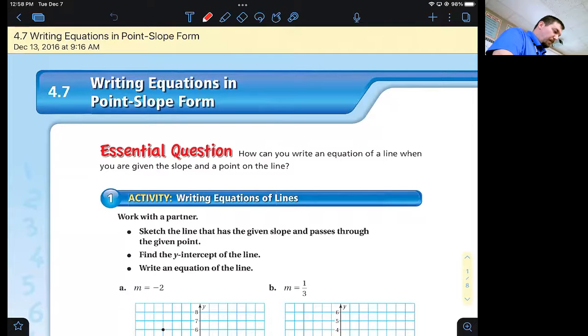All right. So today we're talking about section 4.7, writing equations in point slope form. You've learned two different ways to write equations. We've learned slope intercept form. Anyone want to tell me what slope intercept form is? Owen? Y equals mx plus b. Good. And then yesterday we talked about standard form. Anybody want to tell me what standard form is?